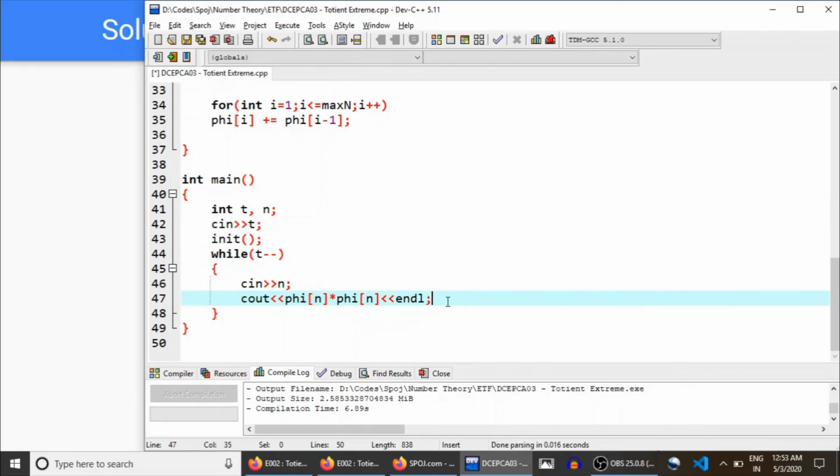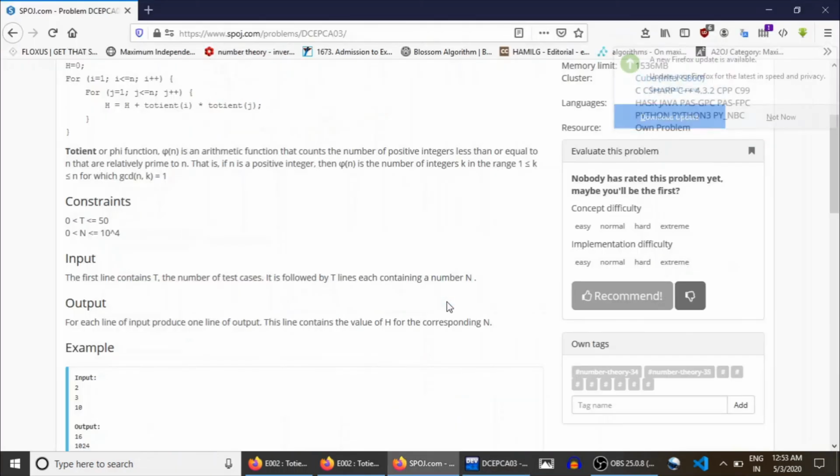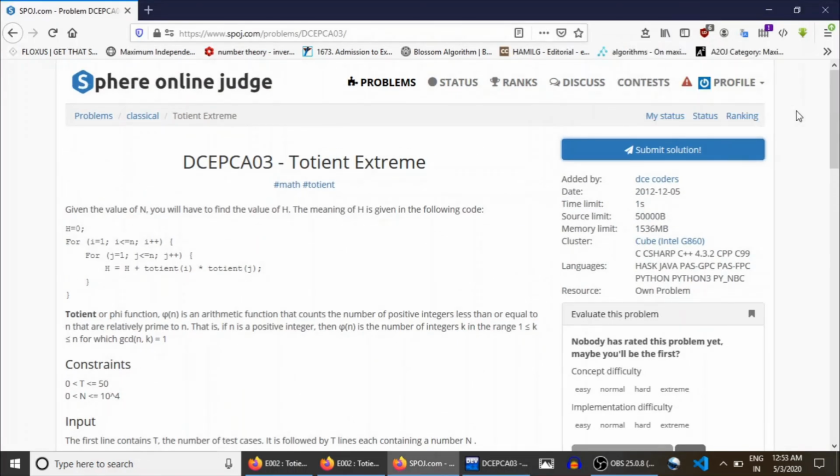So this was how we solve this problem, Totient Extreme from SPOJ. So this was all for this lecture.